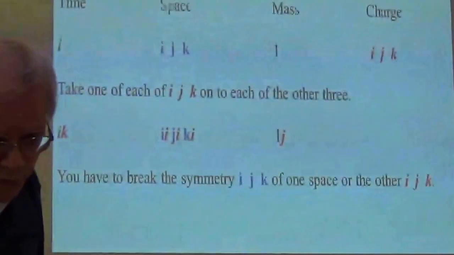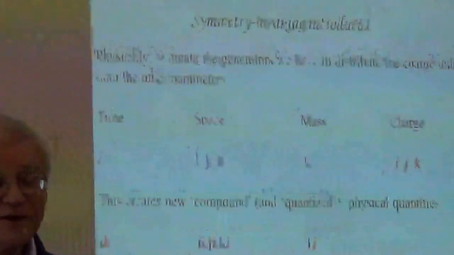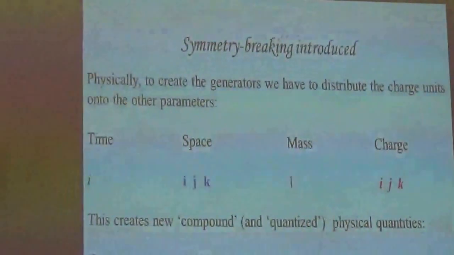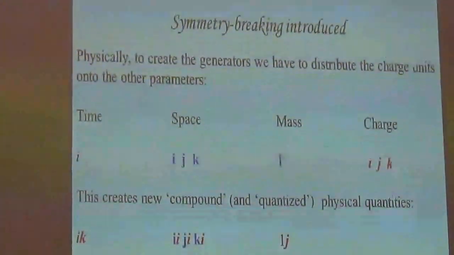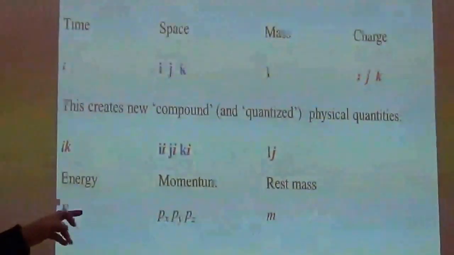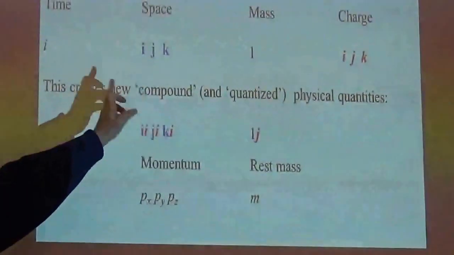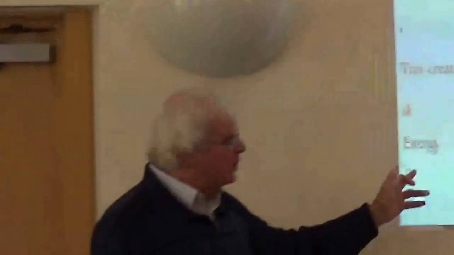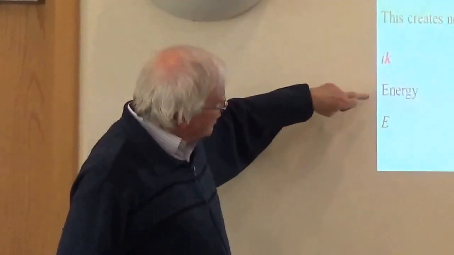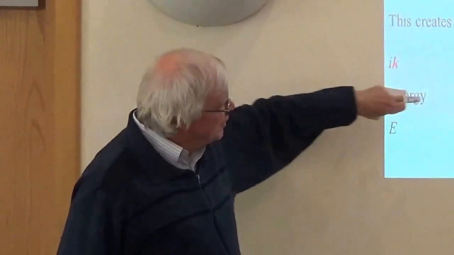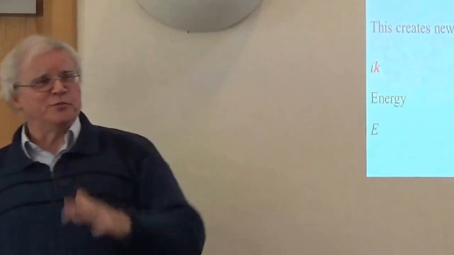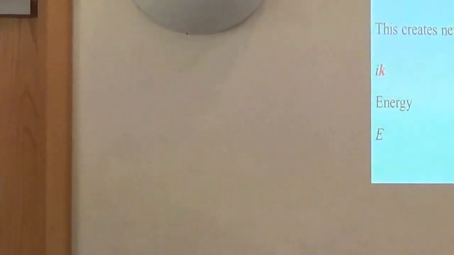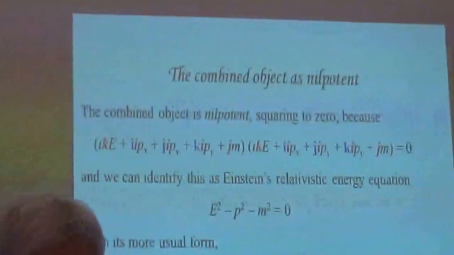So I've shown how you have to break the symmetry of one or the other. And in fact, this creates new parameters that we didn't have before. These are new compound and quantized because the thing that we stuck on them was charge, which is a quantized unit to start with. We create new concepts, quantized energy, momentum and rest mass. We didn't have them before. We only had space and time, mass and charge. But now we've got these by this combination. And though these are just scalar values, I'm putting them at the bottom just to indicate what they are.